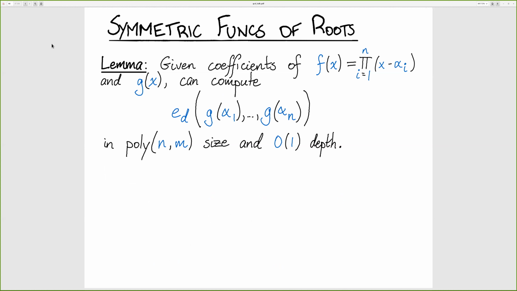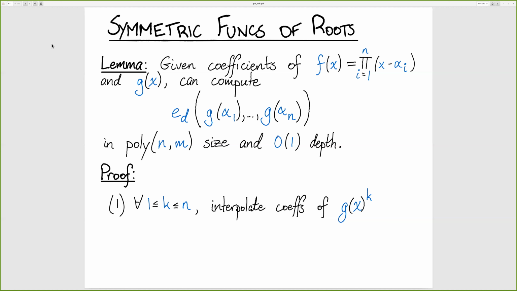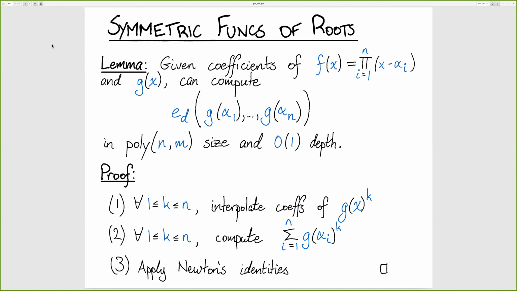Well, first what you can do is in constant depth, you can interpolate out the coefficients of powers of G. I can write a constant depth circuit that computes a power of G, so then I can interpolate out all the coefficients. Using the trick on the previous slide, you can compute these sums of powers of the G alpha i's. I have many different power sums in these objects. So now I can use the Newton identities again to convert back to the elementary symmetric functions. And every one of these steps was done in constant depth and polynomial size. So the overall algorithm is constant depth, polynomial size.